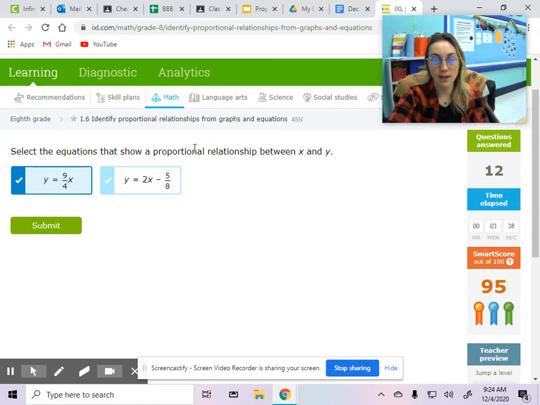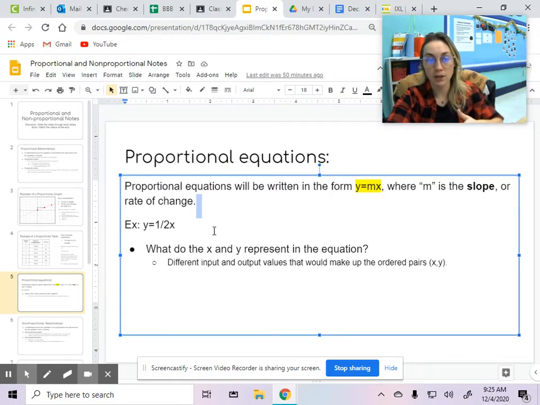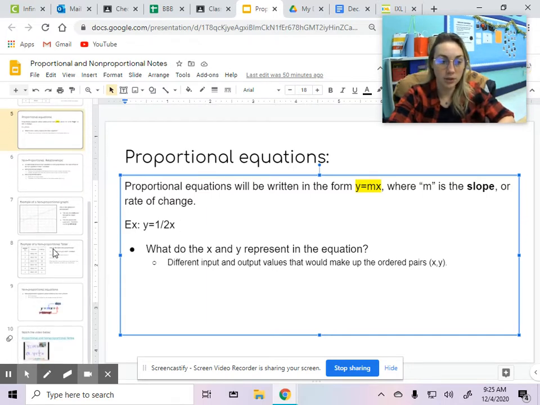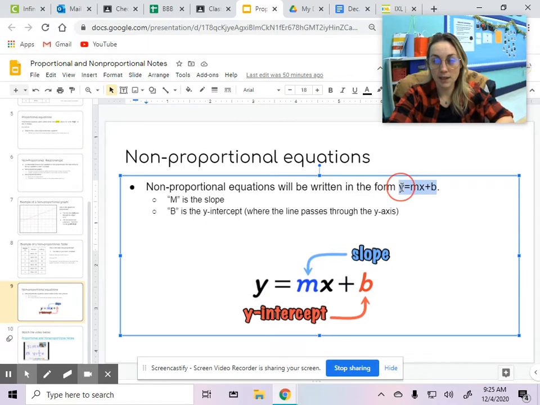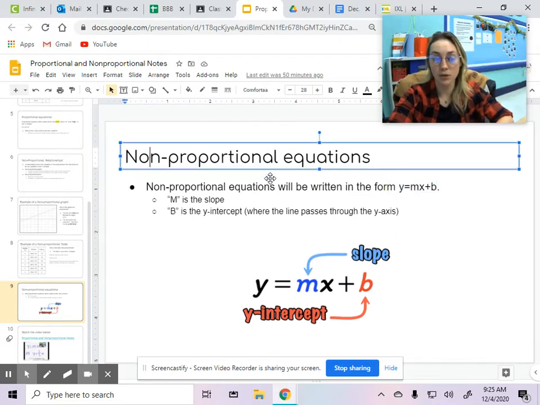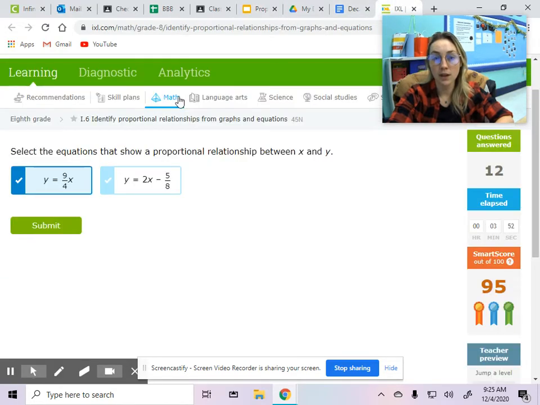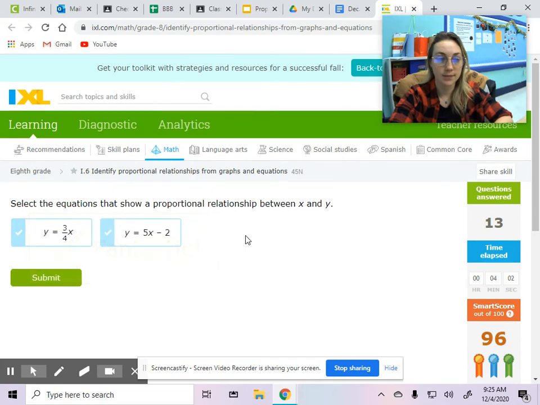This one is not. And the reason is, if you go back to your notes, non-proportional equations had y equals mx plus b, where the m was the slope and the b is the y-intercept. This is a non-proportional equation. Therefore, that means that the minus 5/8 is your y-intercept. So that would make this equation not proportional. This one is though. So we can go ahead and hit submit.